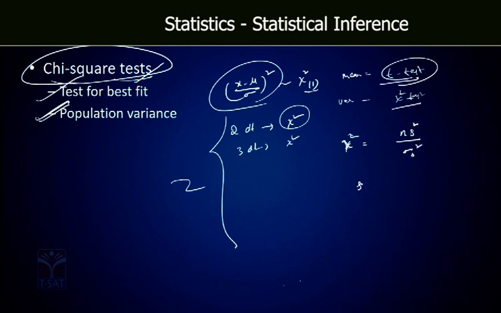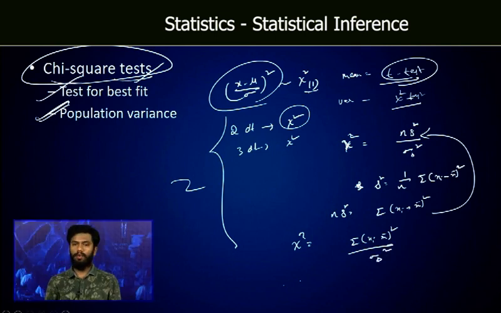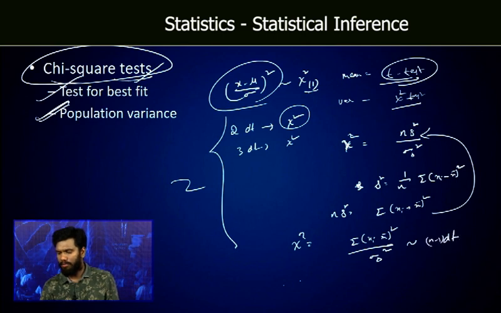Here small s square is given by 1 by n into summation of (xi minus x bar) whole square, and n times small s square is equal to summation of (xi minus x bar) whole square. We can substitute this here. Chi-square will be given as summation of (xi minus x bar) whole square divided by sigma naught square. This follows n-1 degrees of freedom, as we are not estimating any parameter.